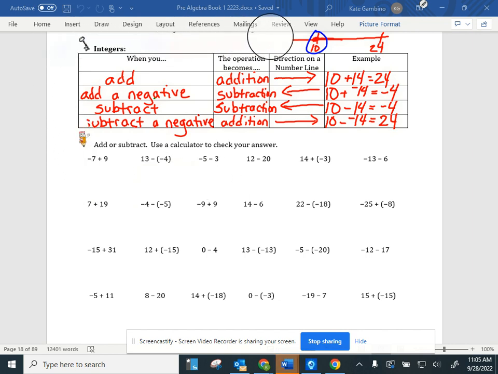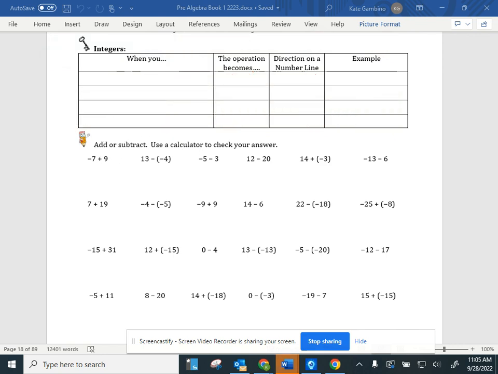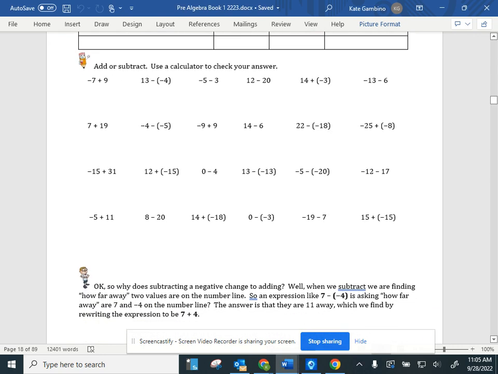Okay, so let's look at what all of our homework is. You are going to do your adding and subtracting. Check your answer. You can use a number line. Calculators are down.